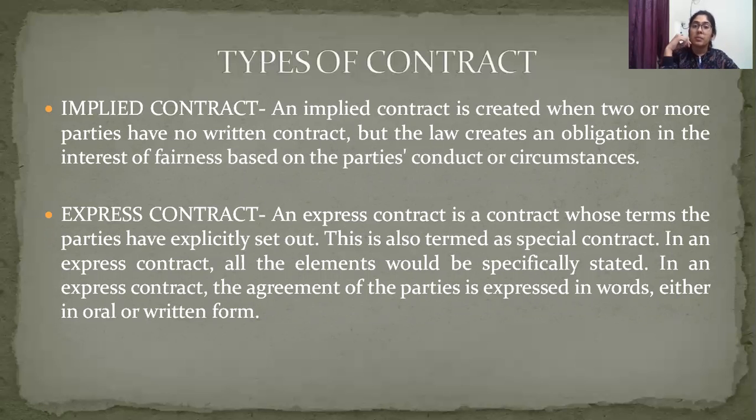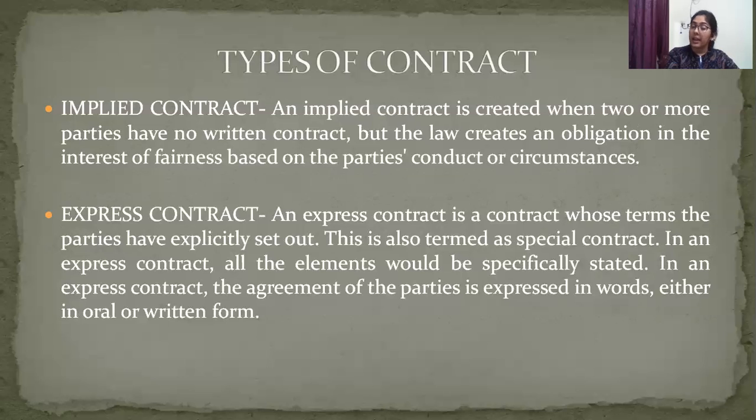Implied contract talks about a contract that is created when two or more parties have no written contract, but the law creates an obligation in the interest of fairness based on the parties' conduct and circumstances.